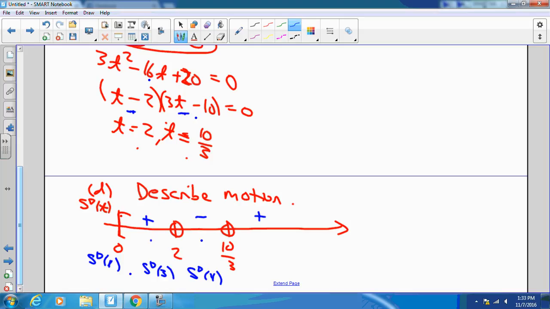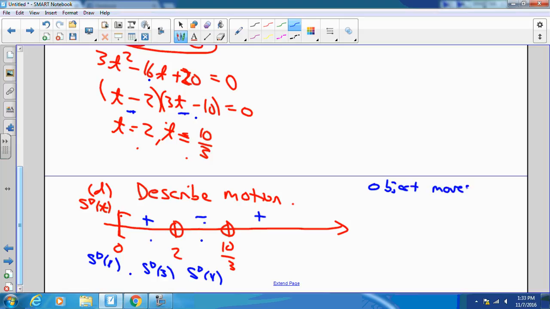Now we're going to take all of that and we're going to turn it into words. And we're only going to use 3 words: left, right, and stop. Any place where our velocity is negative, we're going to describe that as moving left. Any place where the velocity is positive, we're going to describe that as moving to the right. And any place where the velocity is 0, we're going to describe that as the object is stopped. So we say it like this.